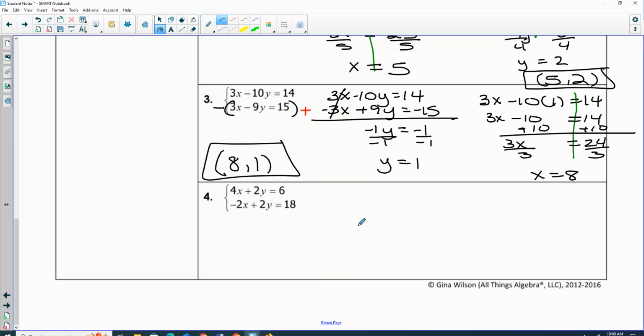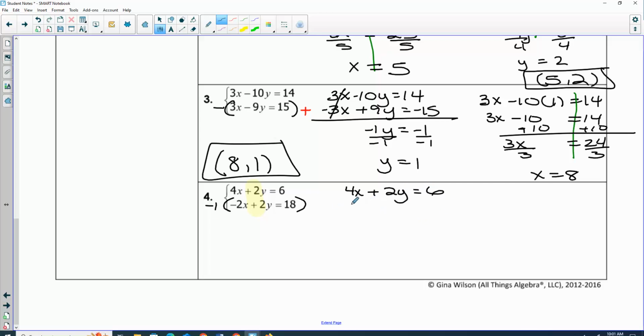Alright, number 4. We have to decide, do we want to cancel x or y? It doesn't matter. You will get the answer either way. So we just have to pick one to cancel. Which one do you want? Pick y. Okay, we have positive 2y and positive 2y. In order for them to cancel when I add, they need to be opposite signs. So let's take the second one times negative 1. So we get 4x plus 2y equals 6.